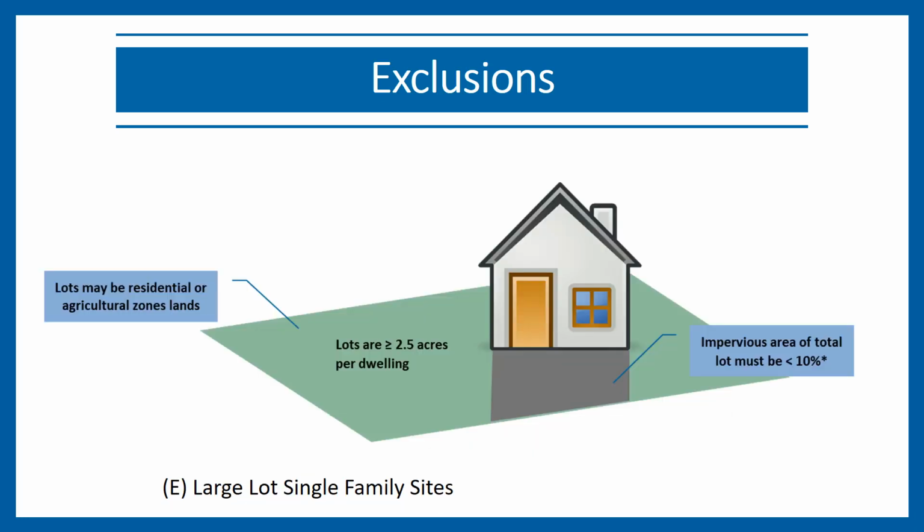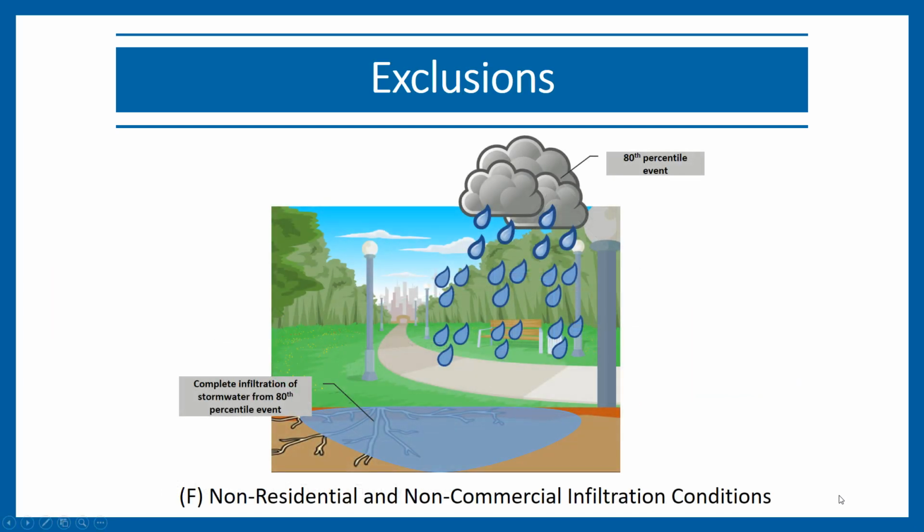There's an exclusion for large single family sites. So if your impervious area is less than 10% and your lot is greater than 2.5 acres, then the lot and the work on the lot is excluded. If you're also putting in roadways, of course, to connect these residents together, that would not fall under the exclusion. There's an exclusion for non-residential and non-commercial infiltration conditions, which essentially says that if you are infiltrating the full WQCV, you don't need to provide additional treatment.